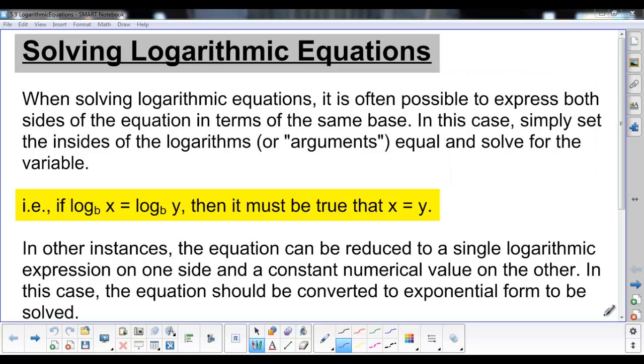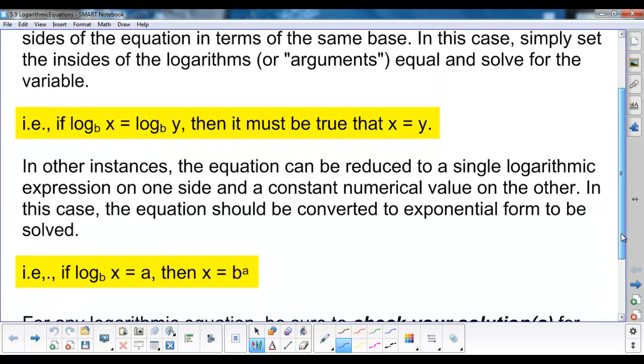In today's lesson, I'm going to show you a couple examples where we have logarithms, and it's very similar to the solving exponential equations lesson. If you take a look at what's highlighted in yellow here, it says if log base b of x equals log base b of y, then it must be true that the arguments x and y are equal. It's very similar to the exponential lesson where you have the same bases. In both cases, the bases are the same, then the arguments are equal.